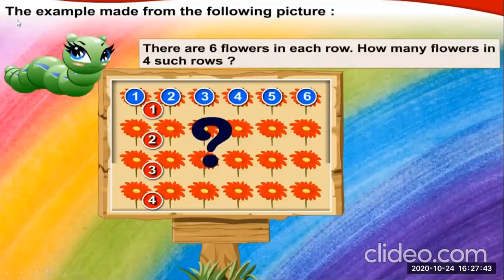In this slide, the example is made from the following picture. There are 6 flowers in each row. How many flowers in 4 such rows? Okay, we can see flowers here and there are 4 rows, and in one row there are 6 flowers. So we have to find out how many flowers there are in all. Altogether, how many flowers? How do we do this?